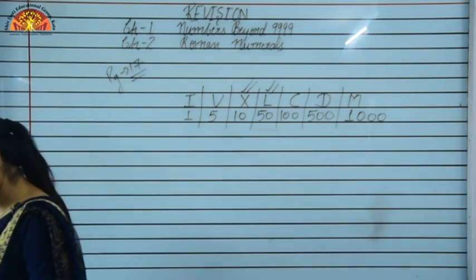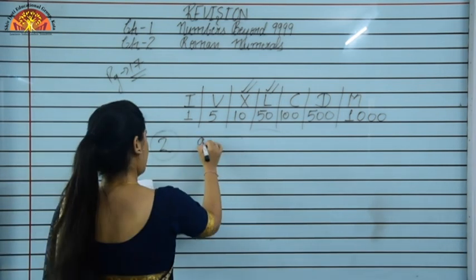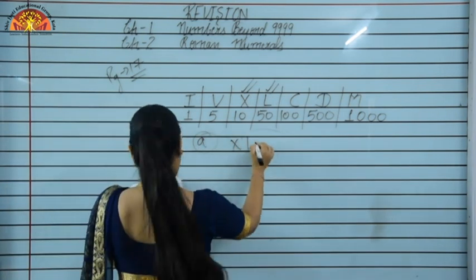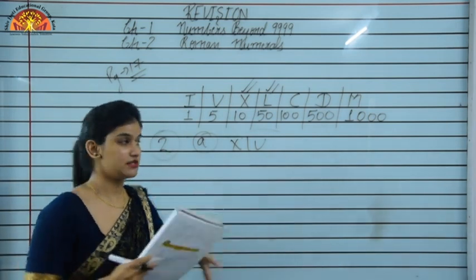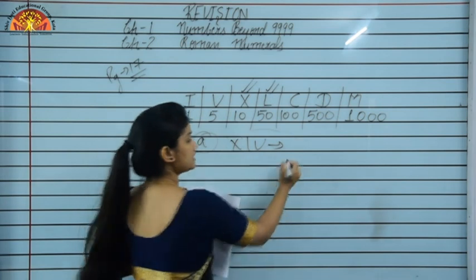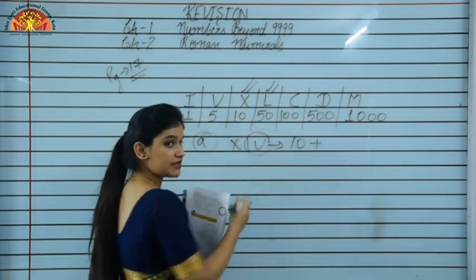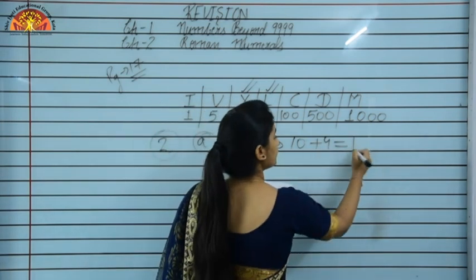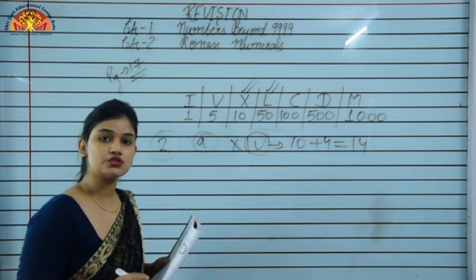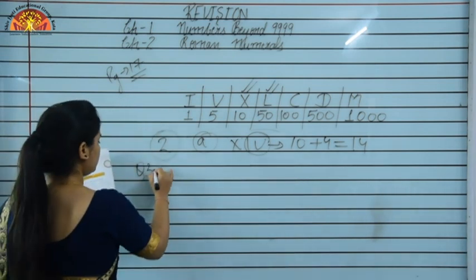So now look at question number 2. Question number 2 is A part XIV. We have to convert Roman numerals to Hindu-Arabic numbers. As we can see, X means 10. This side means we have to add, and we know this is the symbol of 4. So the answer will be 14. Understood, students?